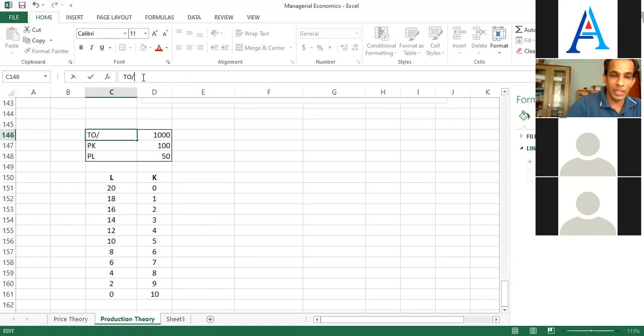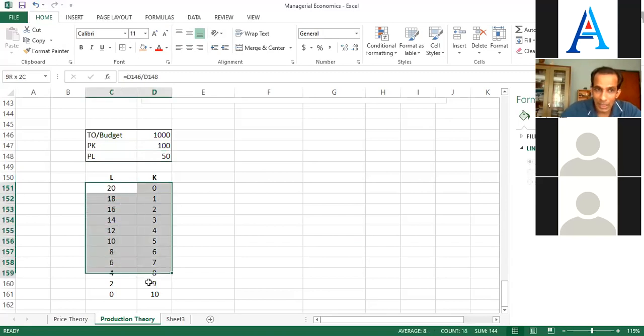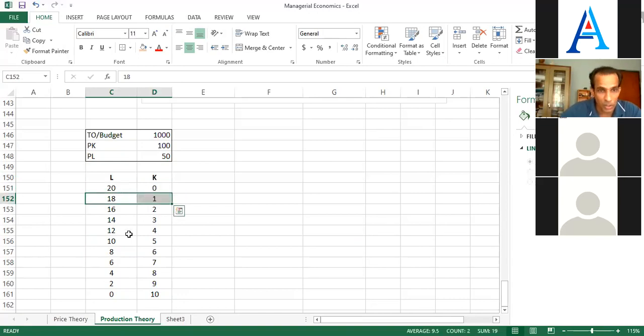So what is the total amount they can spend for the inputs? Total outlay, total budget. This is the price of capital. This is the price of labor. These are the different combinations. So this is one combination. They can use either 20 units of labor and 0 units of capital, or 18 units of labor and 1 unit of capital. So all these points show the different combinations of inputs.